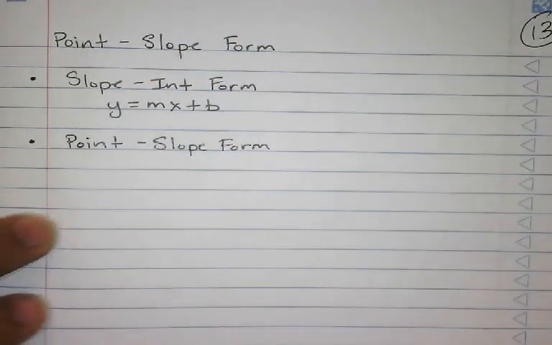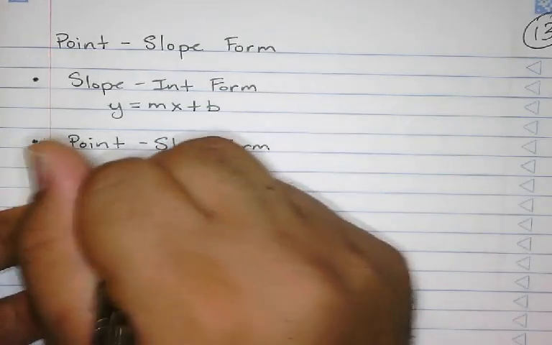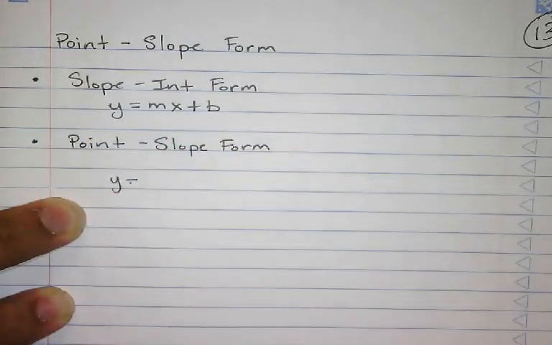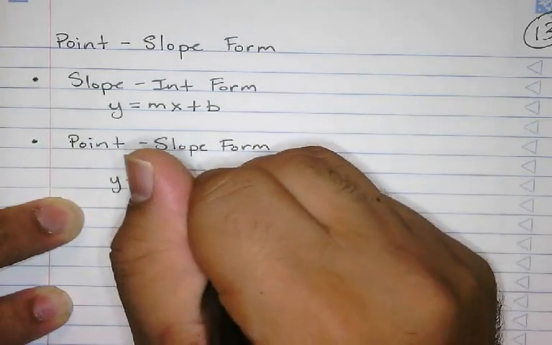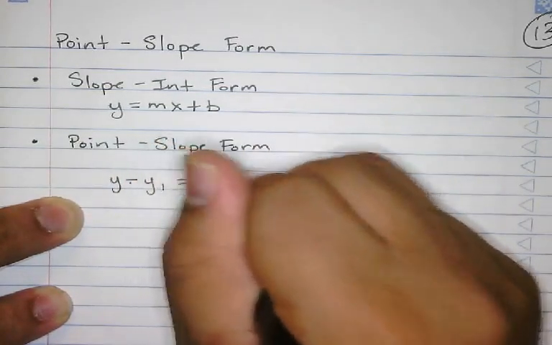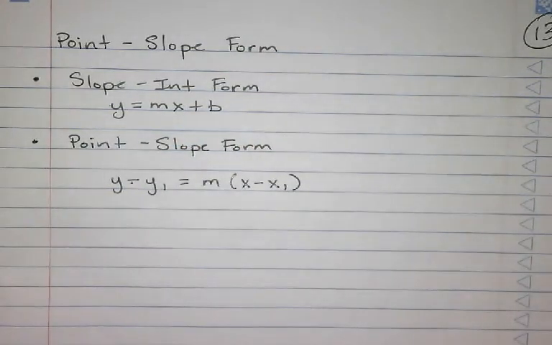Okay, and point slope form looks like this. So it's y minus y1 equals your slope, which is m, times x minus x1. Is that minus or divided? Under y? Minus.